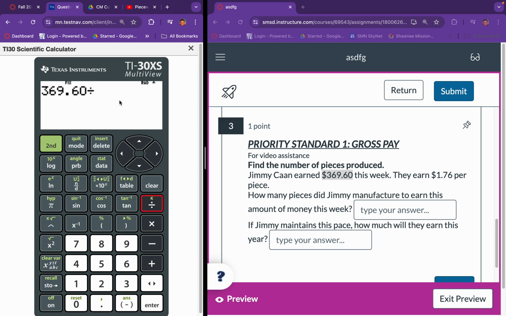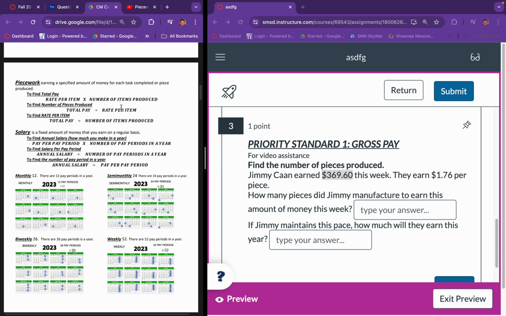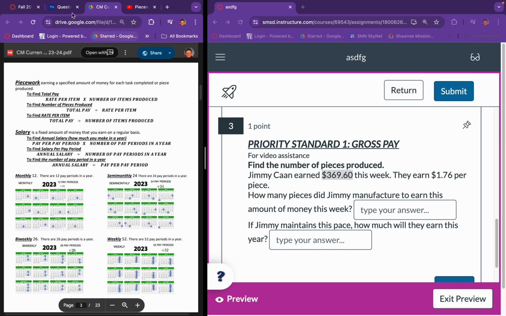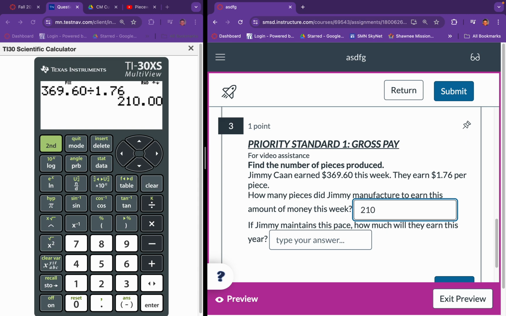Let's hit divide this time. Let's double check. To find the number of pieces produced, total pay divided by rate per item. Yes, so we should have hit divided by 1.76. So how many pieces did he produce? 210 pieces. So 210 pieces is what he was able to do. This week, if they gathered everything that he made and counted them up, 210 items. That's how much he produced. This is how much he gets paid per item. This is how much money he earned this week.